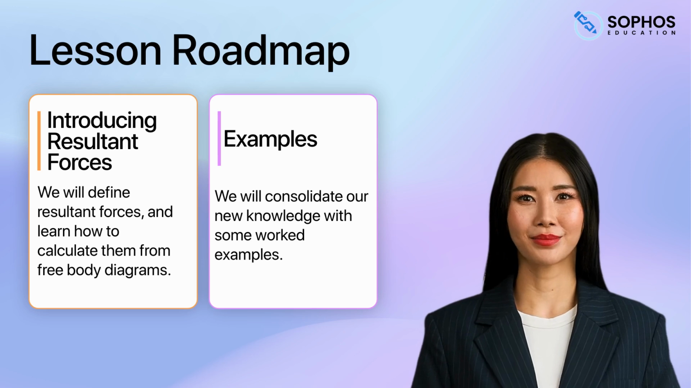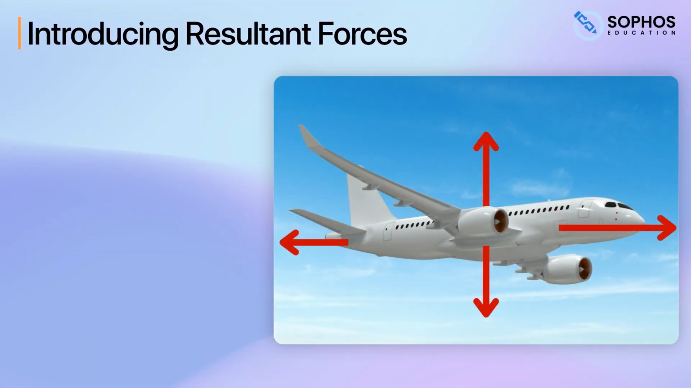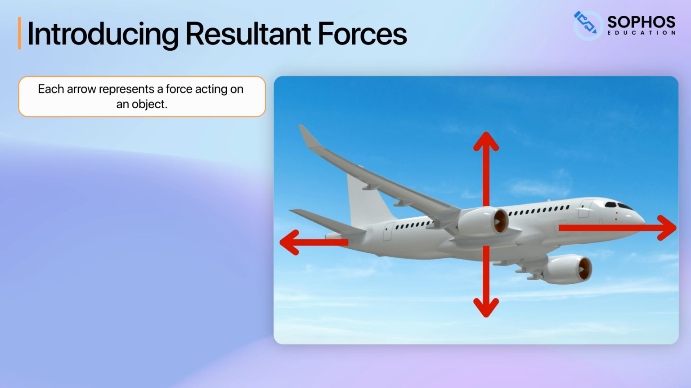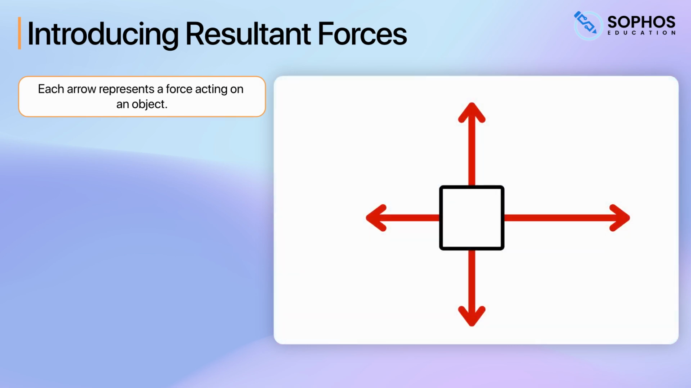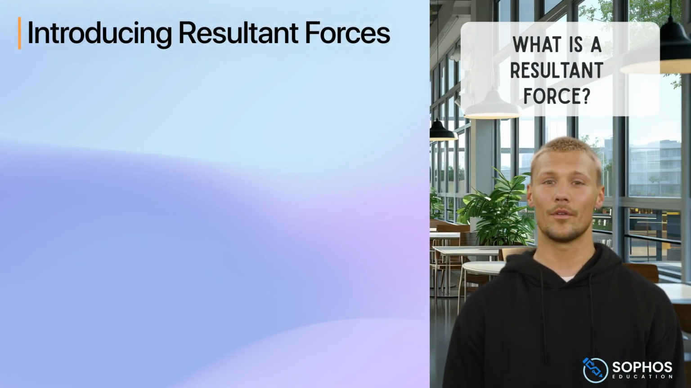Let's get started. When you see a diagram with several arrows pointing in different directions, each arrow represents a force acting on an object. These forces might be pushing or pulling the object in various ways. Firstly, we can simplify the situation by drawing a free body diagram, which we learnt about in our previous lesson. To make it easier to understand what's happening, we can simplify our diagram by combining these forces into what we call a resultant force. So, what is a resultant force?